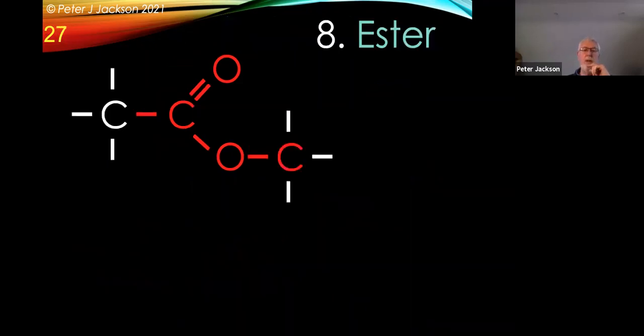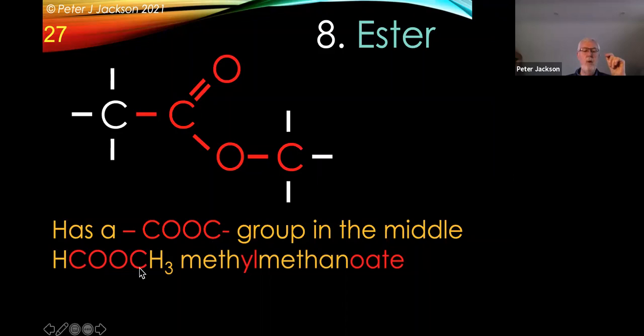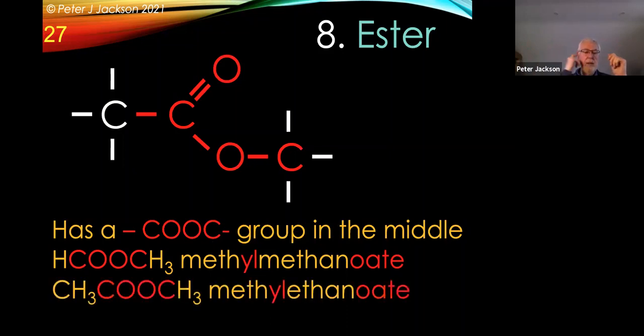And now we come to the final functional group, the esters. And what do we have here? We've got a COOC in the center. So it's got a COOC group in the middle. Once you get COOC, that is an ester. HCOOCH3, there's my COOC. It's called methyl methanoate. We'll deal with naming esters later. Here is CH3COOCH3. This is called methyl ethanoate.